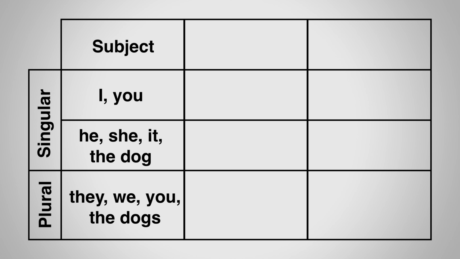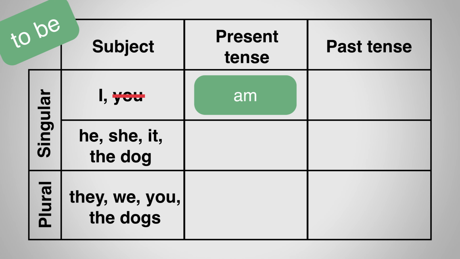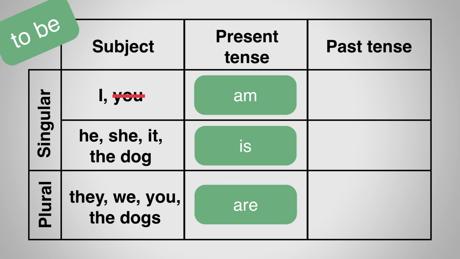Finally, there's a really important verb to be aware of that doesn't follow the rules. That is the verb to be. Let's start with the present tense. I am. He is, she is, it is, the dog is. We are, they are, you are, the dogs are. Notice that the verb that matches I is am. It has its own separate version of the verb.